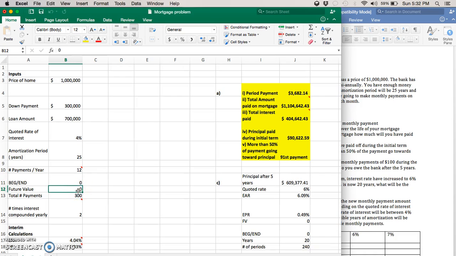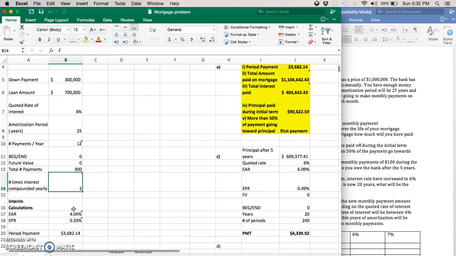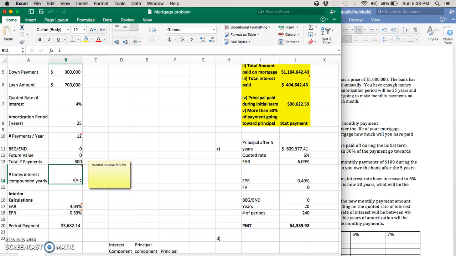The future value will be 0, and the total number of payments will be 300, which is found by simply multiplying 12 by 25. The number of times the interest is compounded yearly is 2 because it's semi-annual, and we're going to need this to solve the EPR.